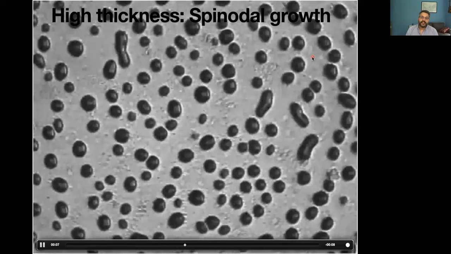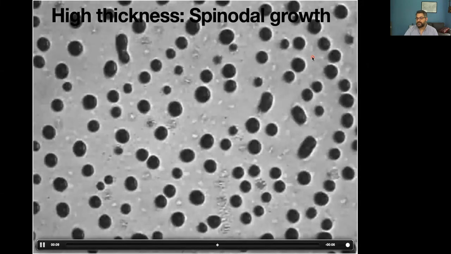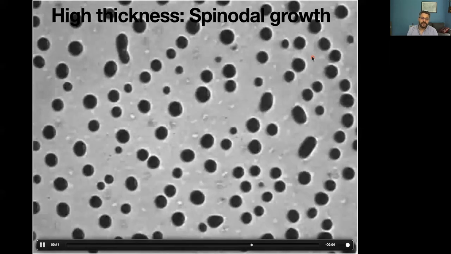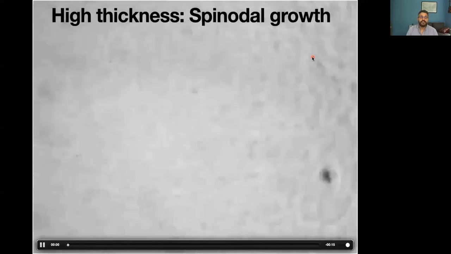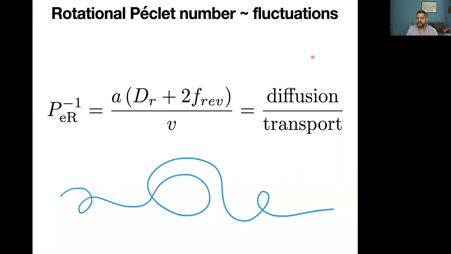But that's not at constant temperature. That's not what's governing the dynamics of the cells. What's governing the dynamics of the cells is the motility, their ability to crawl around on the surface and on each other. And we can describe how essentially random that motility is. Is it completely in one direction, or is it in a very wiggly path, using a dimensionless number called the Peclet number?